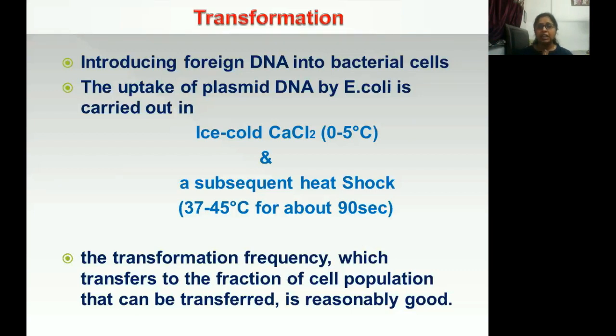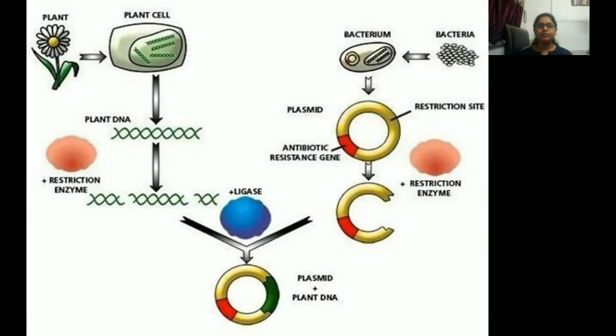Initially we treat the recipient cell with ice cold calcium chloride solution and subsequently heat shock. Because of it, the cell wall becomes permeable, and because of that permeation, the plasmid DNA gets inside the Escherichia coli. Now how does it happen in the laboratory? On one side you can see the bacterium. The bacterium has a plasmid, and it is also carrying the antibiotic resistance gene.